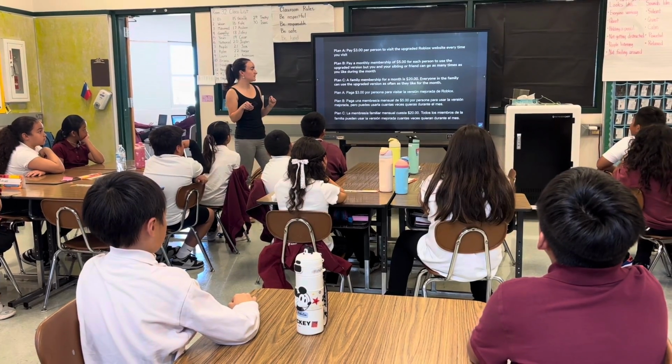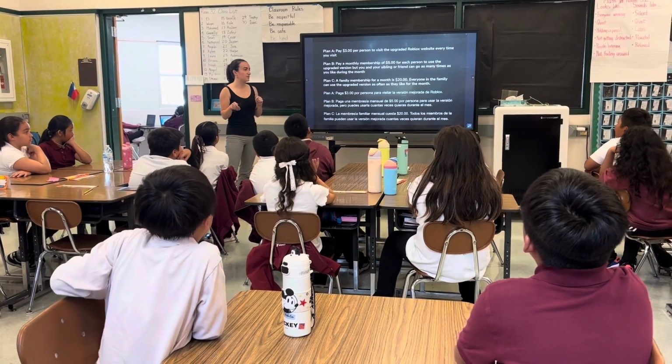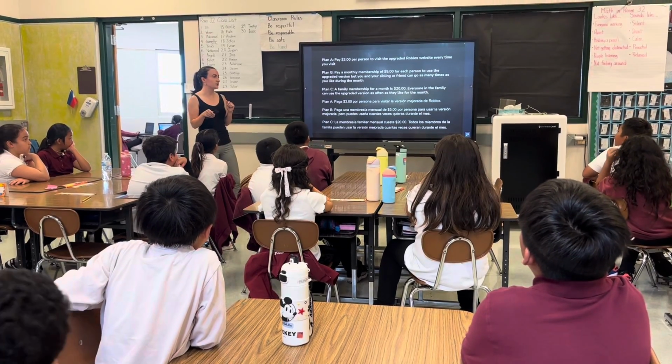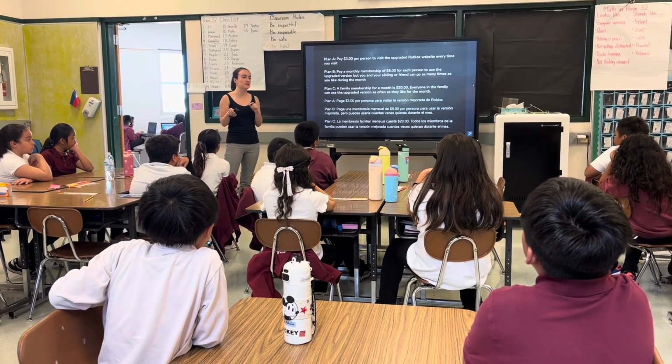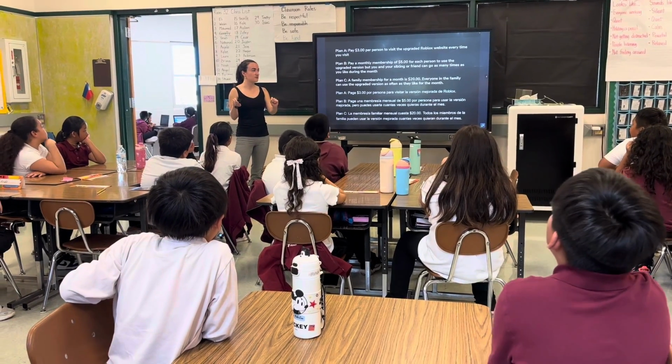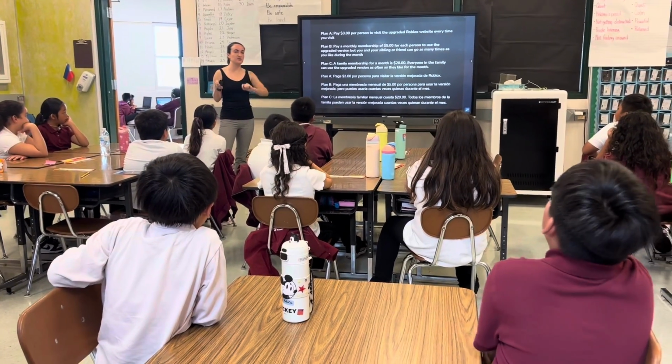Plan C, a family membership for a month is $20. Everyone in the family can use the upgraded version as often as they like for the month. So that means you're gonna only pay $20 for anyone in your family to use the membership.